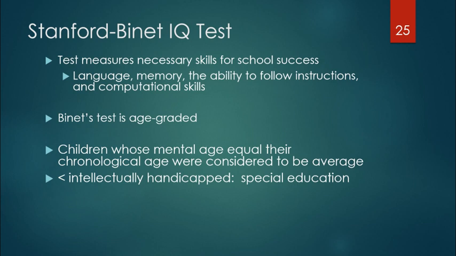So I mentioned this on the last slide, but children whose mental age is equal to their chronological age are considered to be average. They will have an IQ of 100. If your IQ is less than 100, if your mental age is significantly less than your chronological age, then this might meet the definition for intellectually handicapped. And then they would be referred to special education.